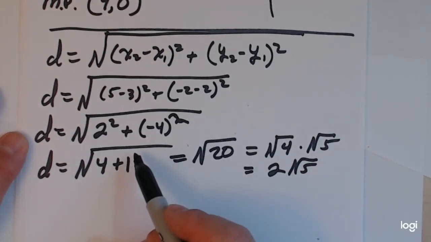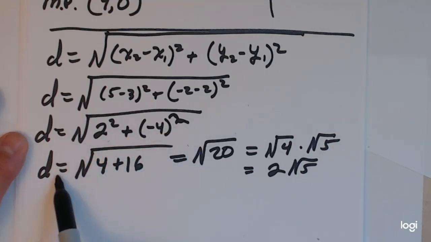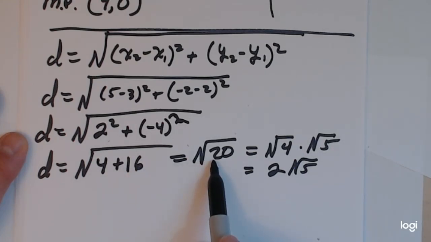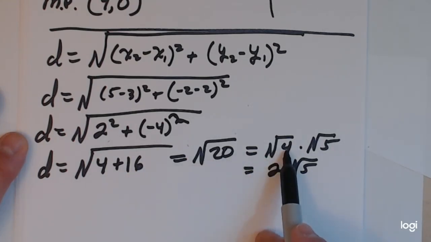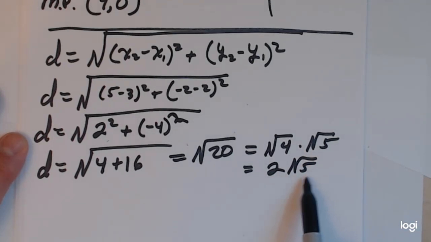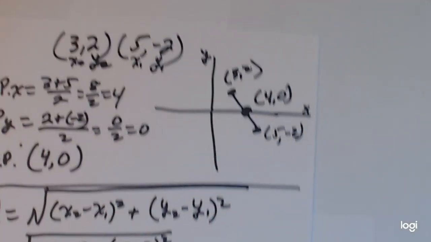I'll just go through this once more with you. It's 2 squared plus negative 4 squared, and then d is square root of 4 plus 16, which is the square root of 20, which is the square root of 4 times the square root of 5. Square root of 4 is 2. Square root of 5 is just it. So we wind up with 2 root 5. Okay. So that's the distance.